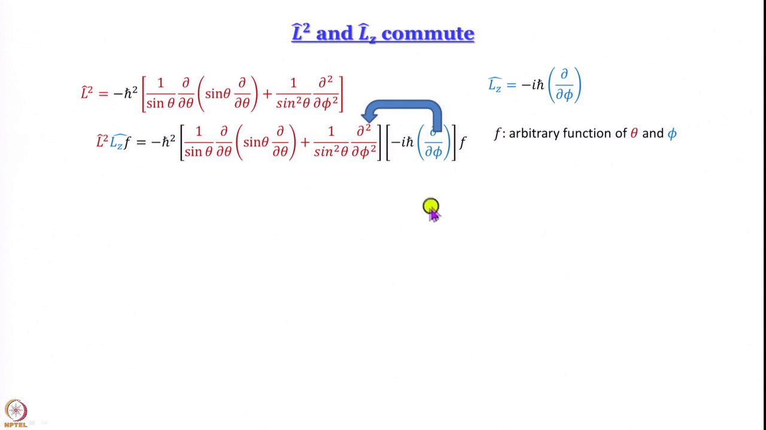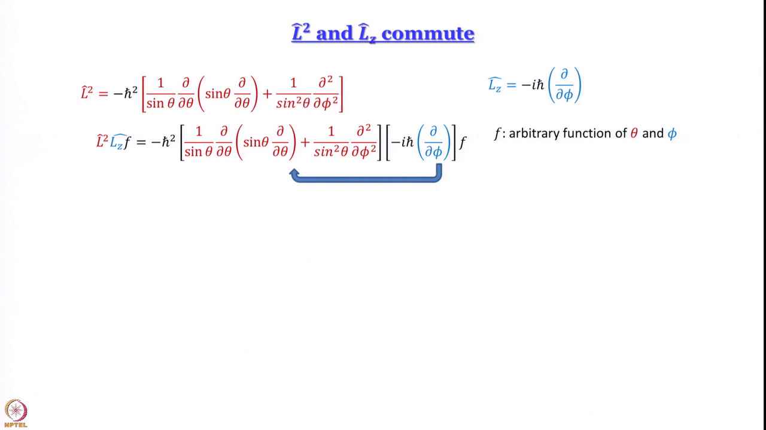Now, look at the second term. When I operate L square on the whole thing, I am going to get two terms, right? I will have to handle two terms. I will take the second term first. Here I have del f del phi and I am differentiating it twice with respect to phi. So, what do I get from here? I will get del 3 f del phi 3. Is it clear? Here I have del f del phi, I am differentiating it twice with respect to phi. So, I get del 3 f del phi 3, that is the second term.